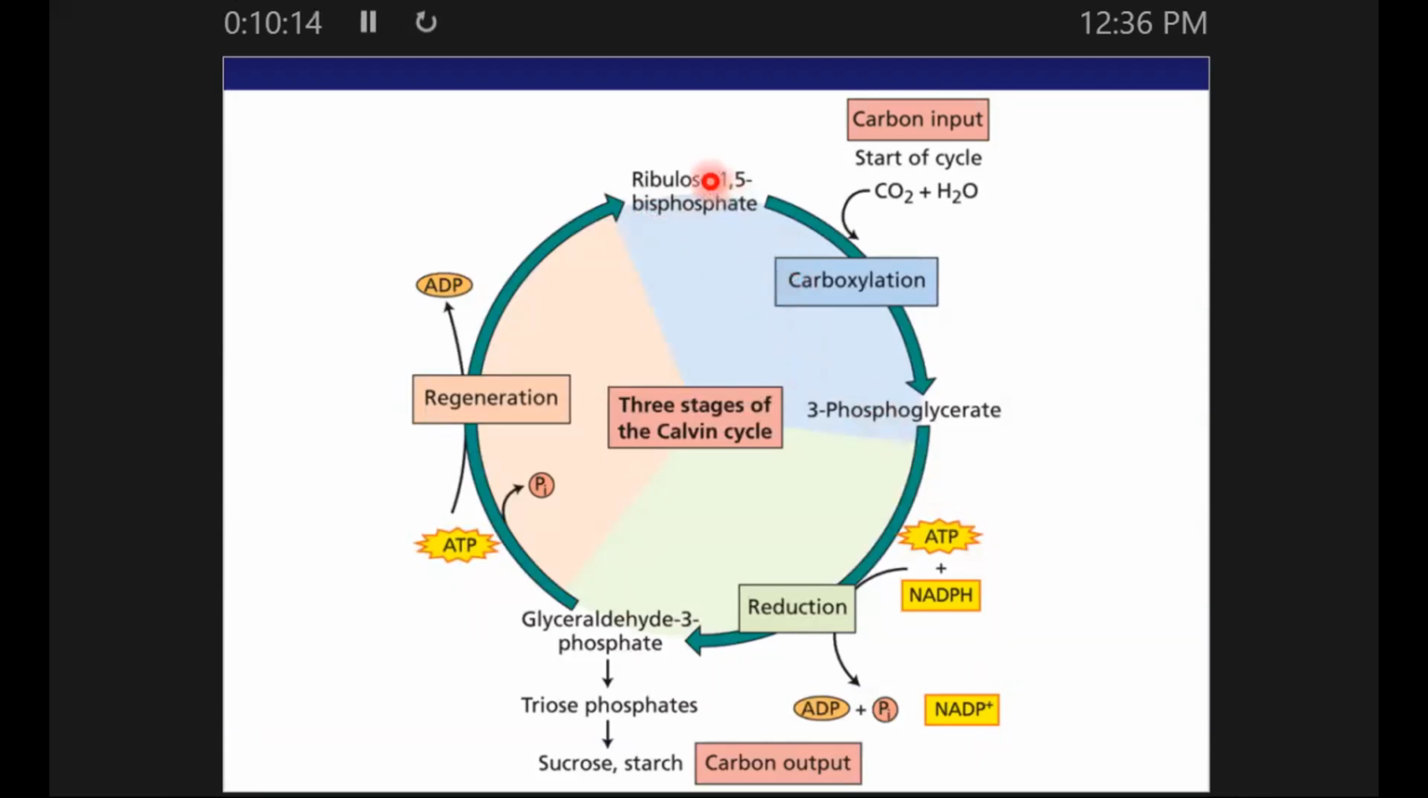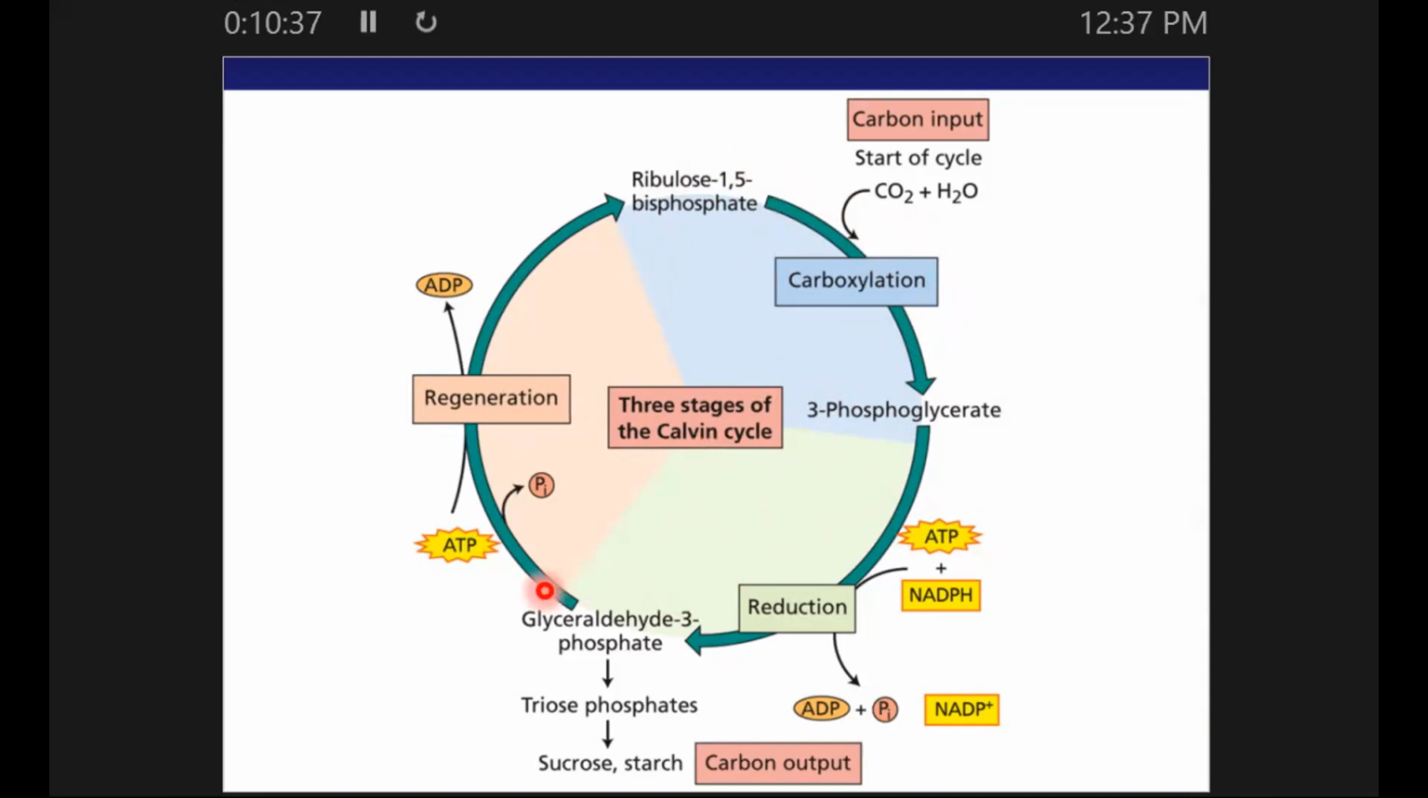All right, so what we just described is the carboxylation step. Now, you see there's two other points to the pie chart. There's a reduction step and a regeneration step. And so you can see here what we just described. Nowhere in that conversation was ATP showing up or NADPH showing up. But you do see it in the next two phases.